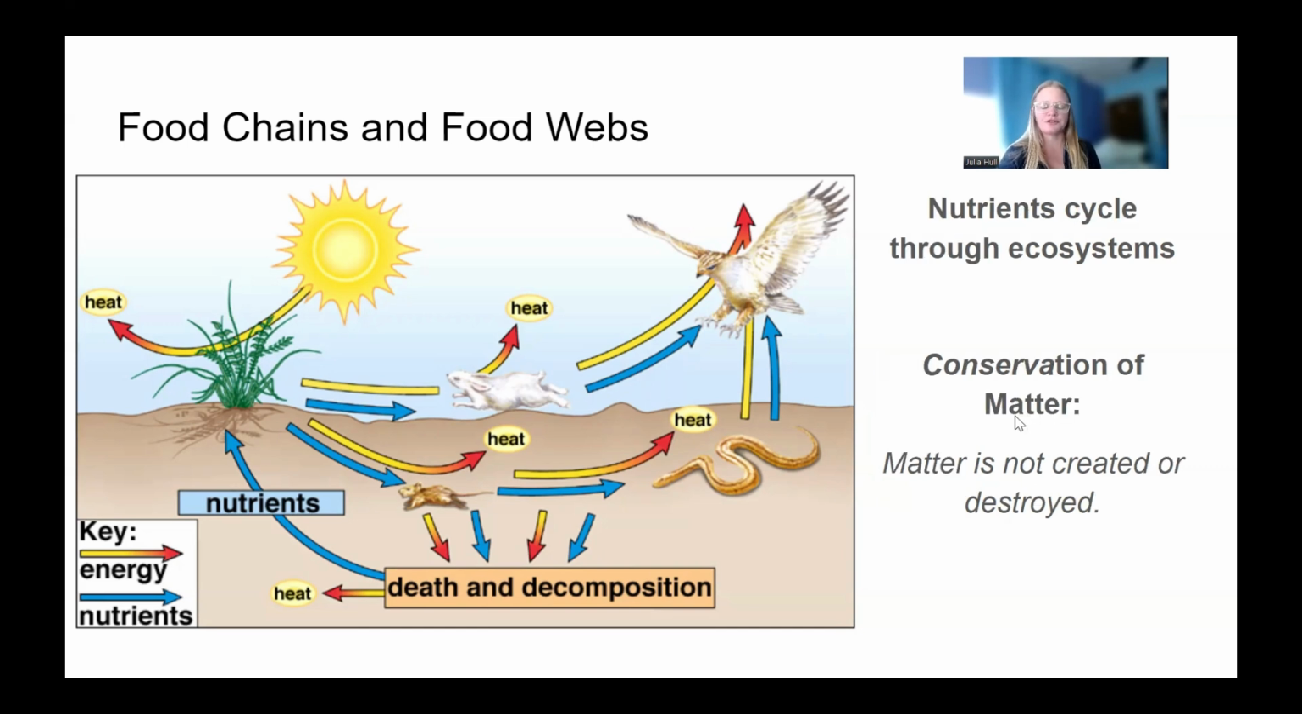We also need to understand the conservation of matter. This means that matter, or all the stuff, is constant in the universe. Again, these nutrients are going to cycle through an ecosystem. So these nutrients are going to be recycled and repurposed.